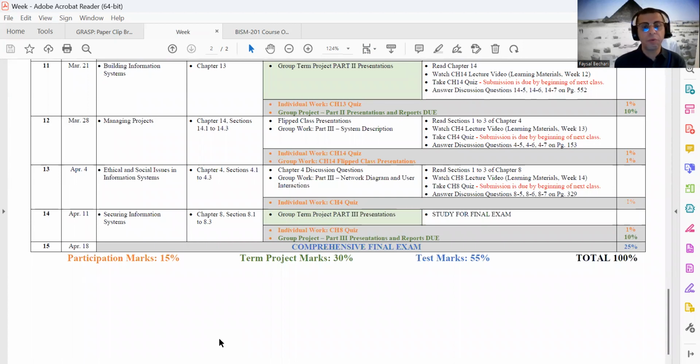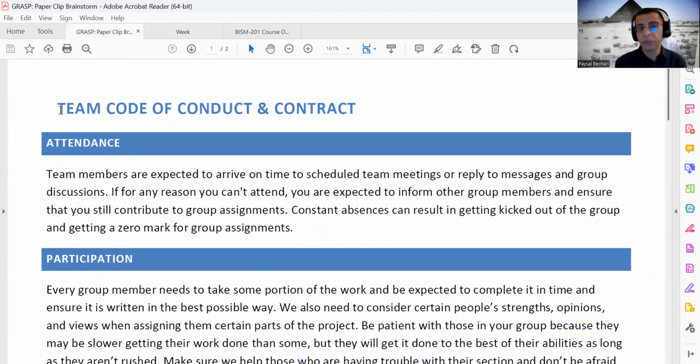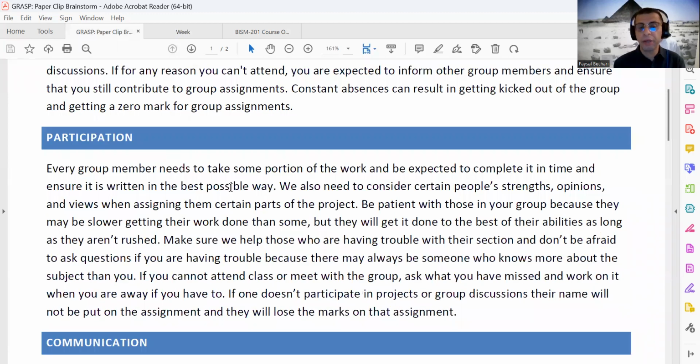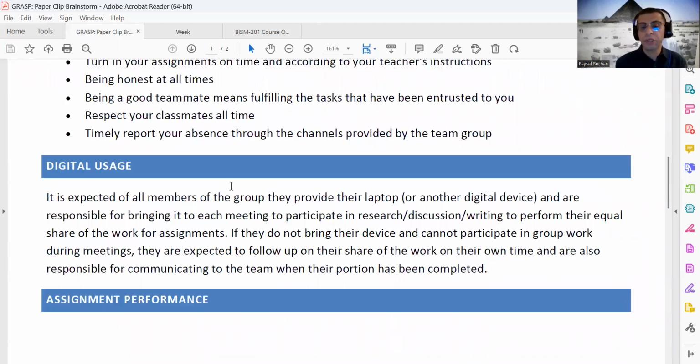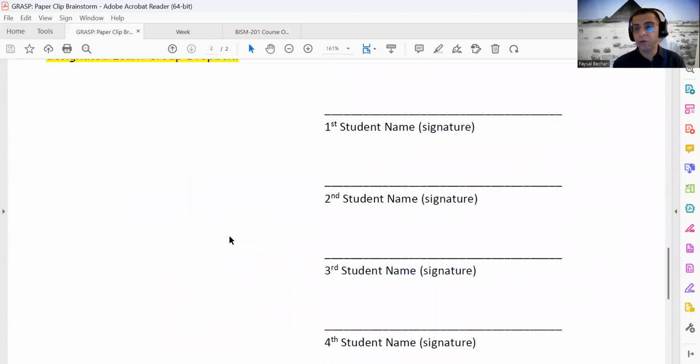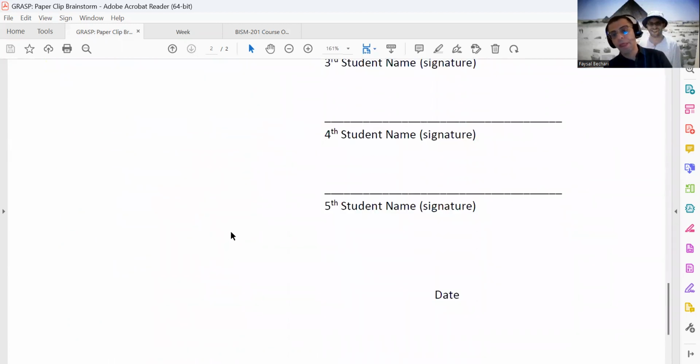One more thing, we will have a few projects that you're going to work on as a group. So I'm going to attach one more document, which is the team code of conduct and contract. Please, as a team, sit together. I'll give you time to look at it, sit together and read it for each other. And then what I need you to do is sign, after understanding all the parts of the document.